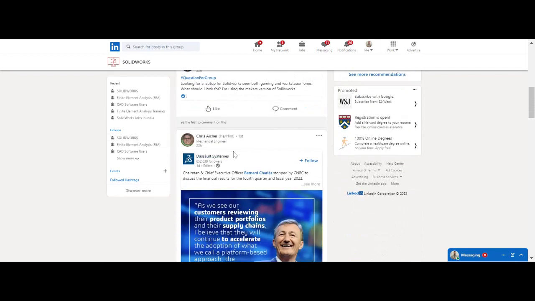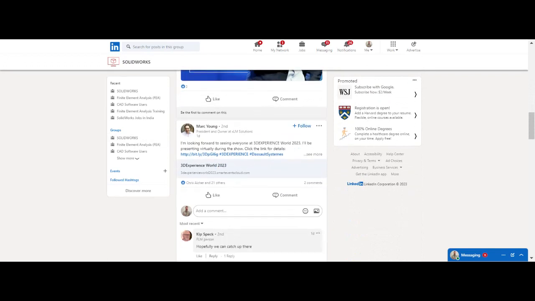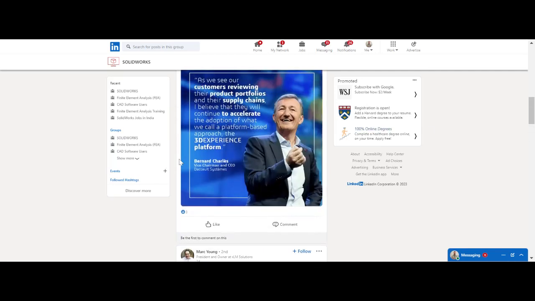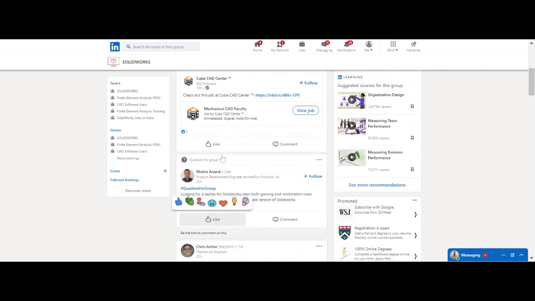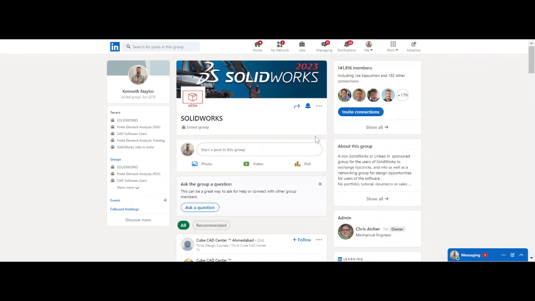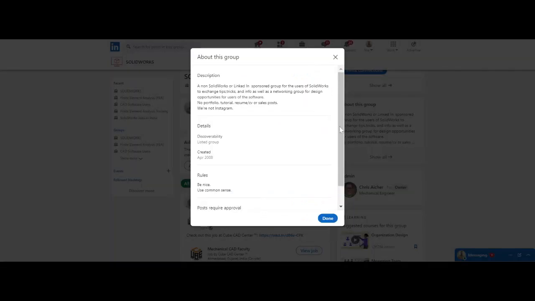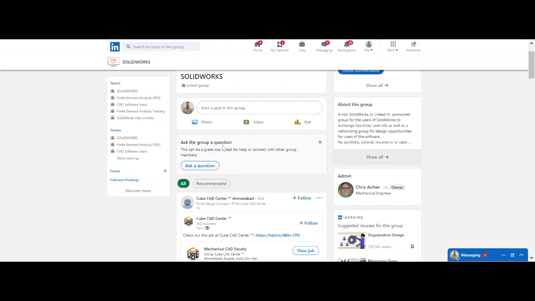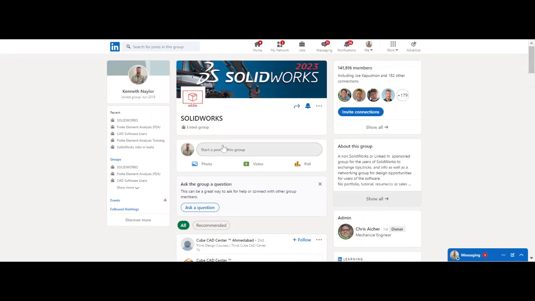You can see some example posts. And you can see there's some high status members. I mean, this guy is a president and owner. There's engineers in here. So really solid resources. You can see the owner of the group. And you can see the rules of the group, what the purpose of it is. They do not want you sharing certain types of posts, etc. So there you go. The SolidWorks group.